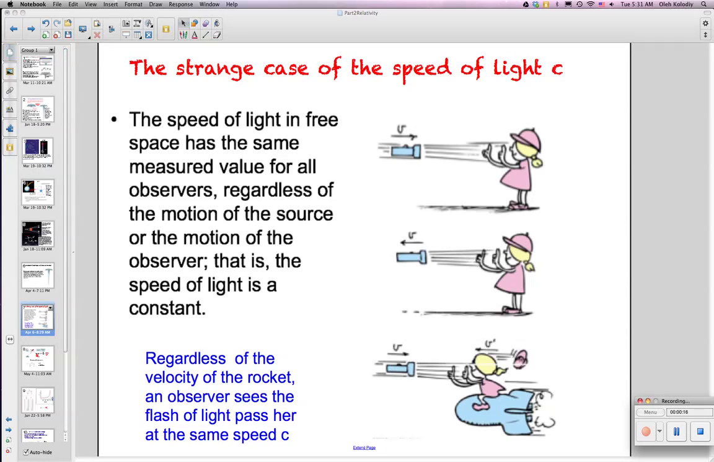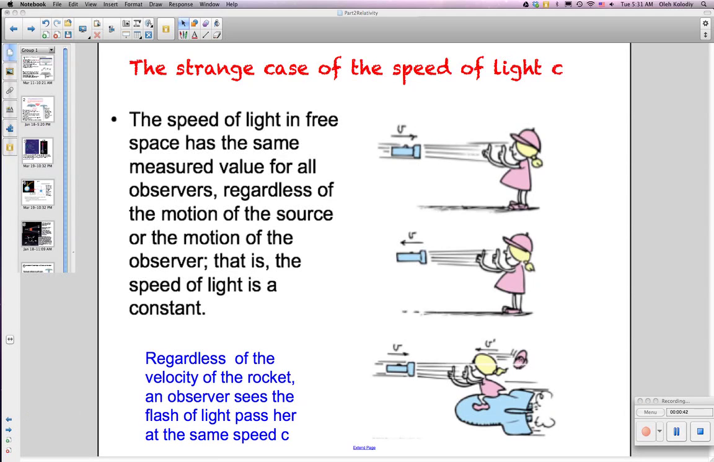The second part of Einstein's theory of relativity, called the theory of special relativity, addresses the strange case of the speed of light, the fact that the speed of light is independent of the motion of the observer or of the source of the light.